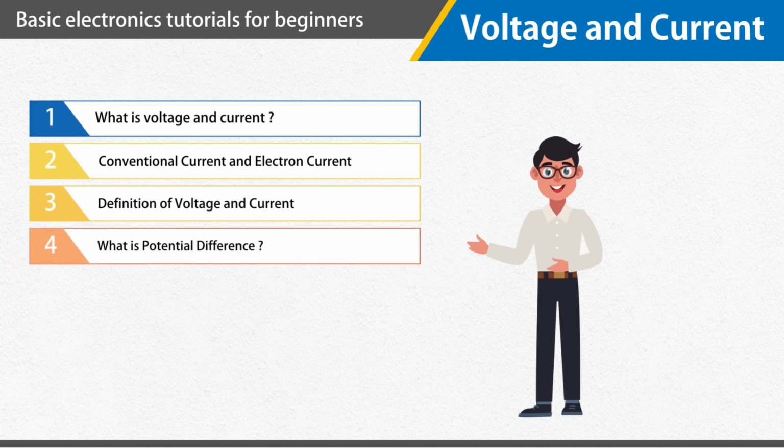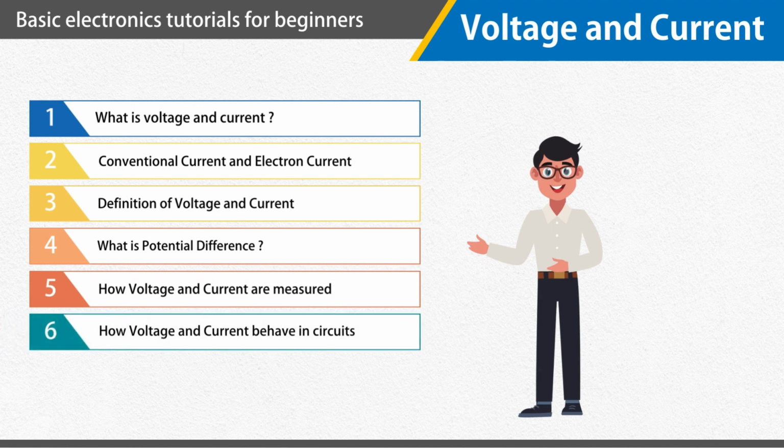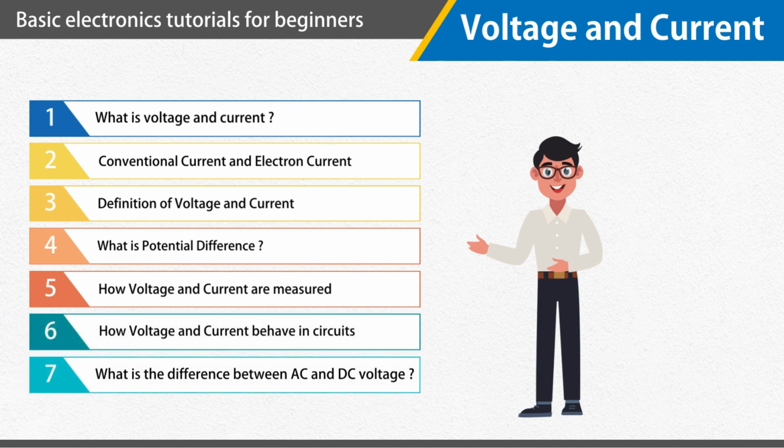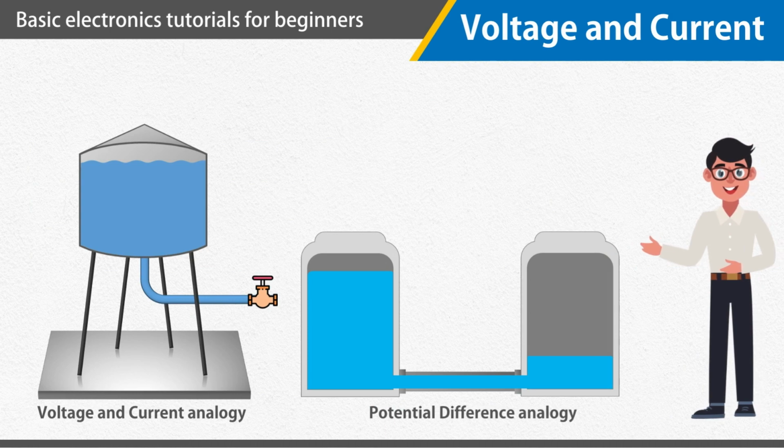What is potential difference? How are voltage and current measured, how do these behave in parallel and series circuits, and finally, what is the difference between AC and DC voltage? Also, there will be several analogies that will help us a lot to clear the concept.